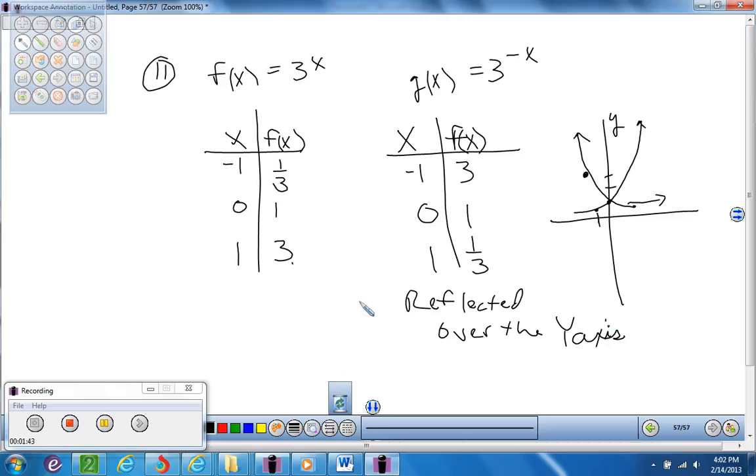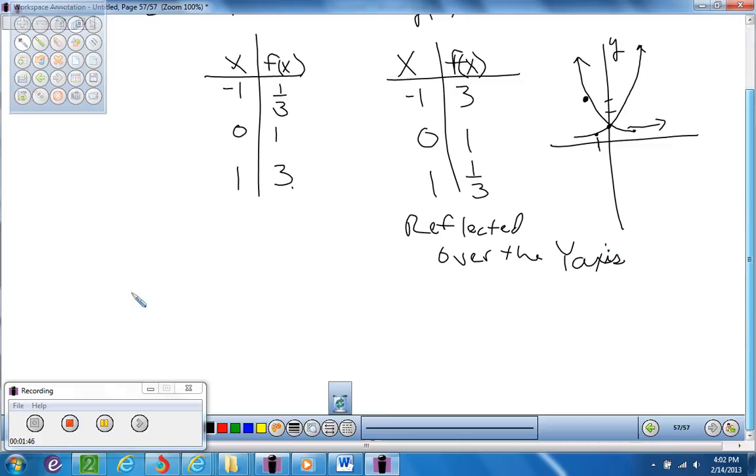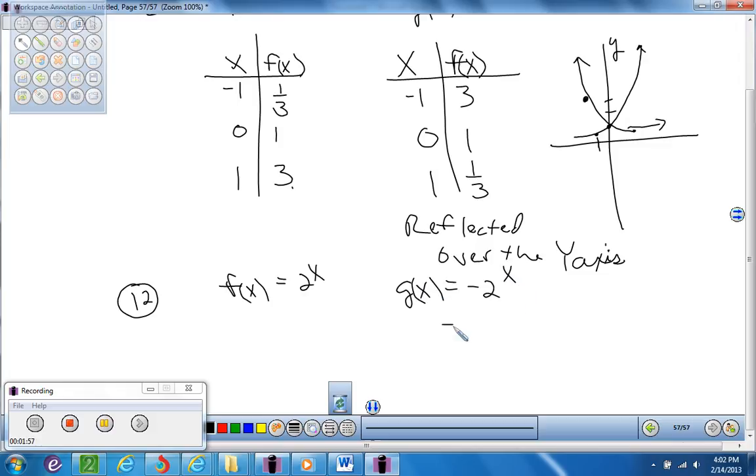Alright, and then for number 12, we're given f of x is equal to 2^x, and g of x is equal to negative 2^x. Now it may be helpful to write this as negative 1 times 2^x. So I'm going to go through and do some points again. So if I do x and f of x, I'm going to do negative 1, 0, and 1. Now again, I don't have to choose those points. It's just the ones that are convenient, and I have a lot of time.